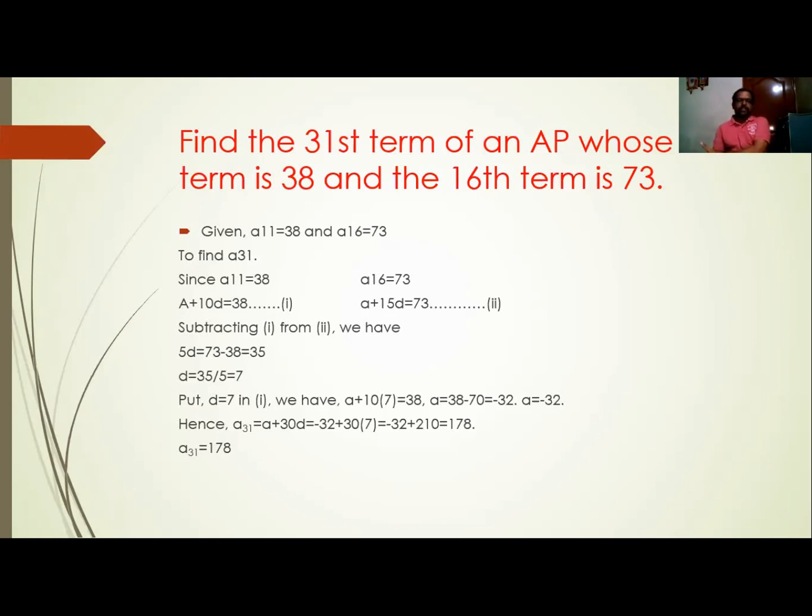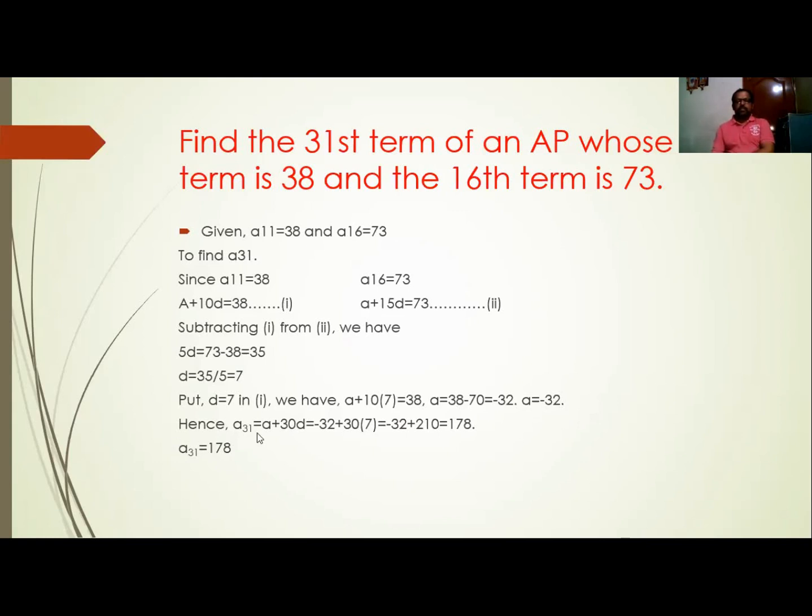So 5D equals 35, which means D equals 35 by 5, that is 7. So the value of D comes as 7, so the common difference is 7. Using this value of D, substituting in either equation 1 or 2, you can find the value of A. If you substitute it in equation number 1, we have A plus 10D equal to 38. Substituting the value of D, it gives us A plus 10 times 7 equal to 38. Simplifying it will give us the value of A equal to minus 32.